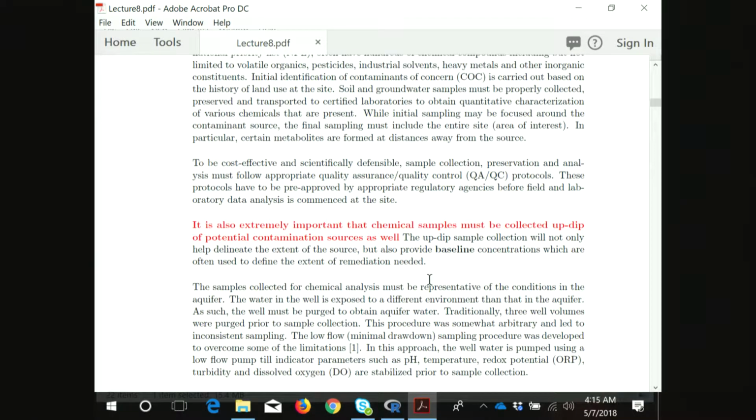So it's also important to collect samples, both groundwater and soil samples, up dip of the contamination, because then you can say what the chemistry looked like outside of your contaminated area, and what it looks like inside of your contaminated area. The ones that you collect up dip, where we think there is no contamination, usually become the standard for cleanup. So we say we have to at least clean up to that level, because had there been no contamination, that's how the site would have looked.